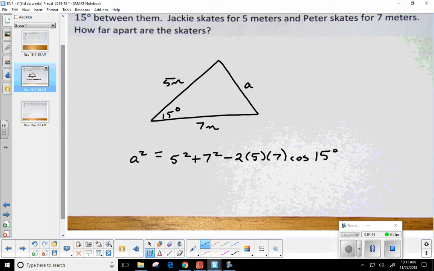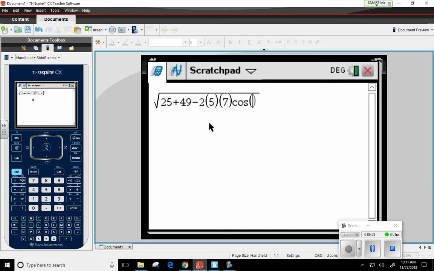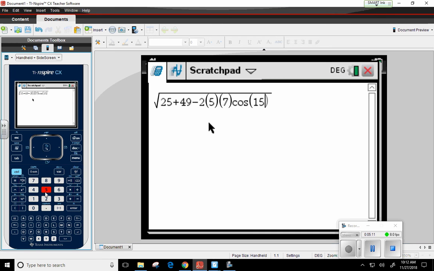Okay. He's absolutely right. Now, when I plug it in the calculator, I'm just going to want to change one thing. We want to take the square root of the entire expression. So if I come on over here and type in a big radical, 25 plus 49, I just simplified the 5 squared plus the 7 squared, minus 2 times 5 times 7 times the cosine. It was 15 degrees.